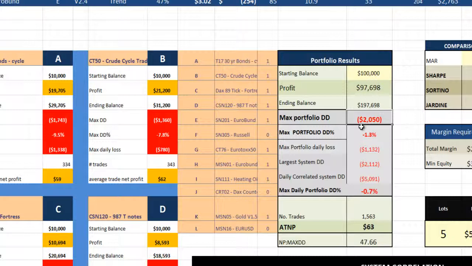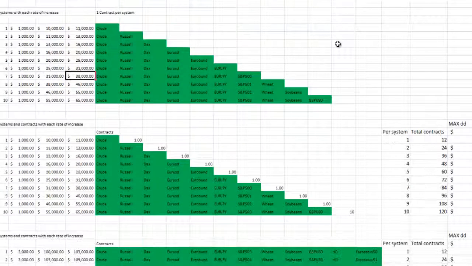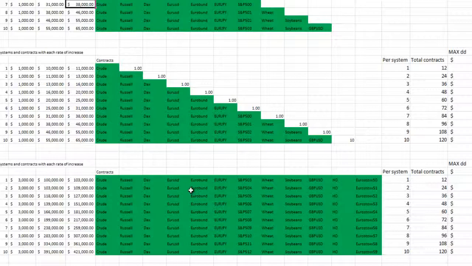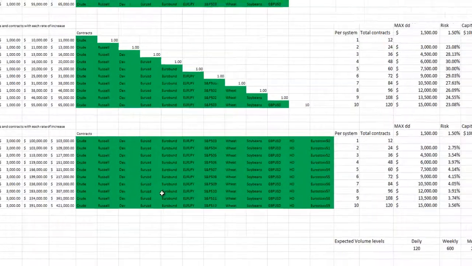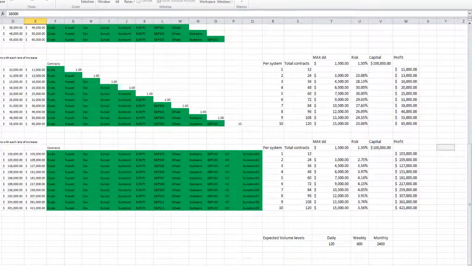So let's now jump back and have a look at another method that we can use, and this is really where the gold is, because we know that we can add systems, but we can also add contracts, which obviously improves our performance. But where the magic is, when we've added our systems in, we've got our 10 systems in or our 12 systems in, and we start adding in money management, adding in our delta.